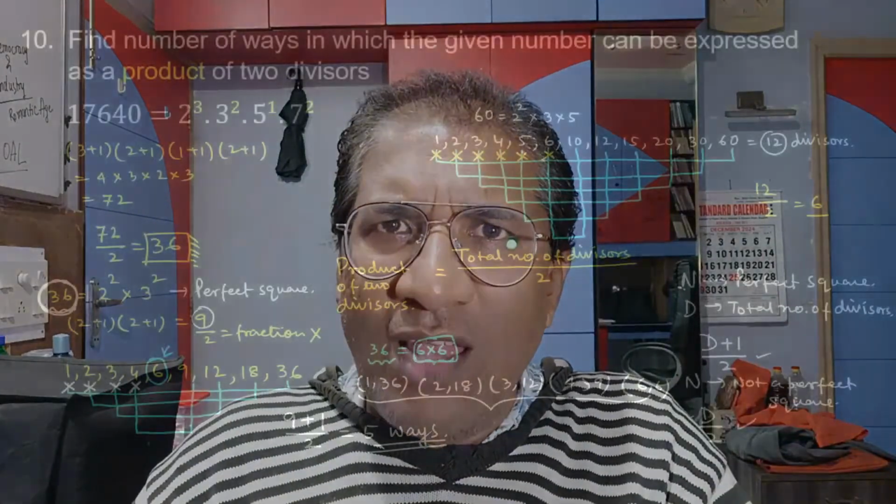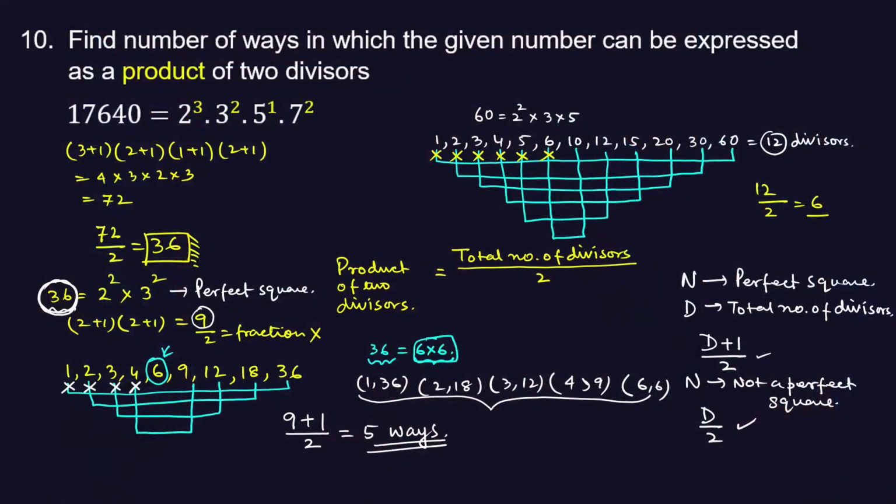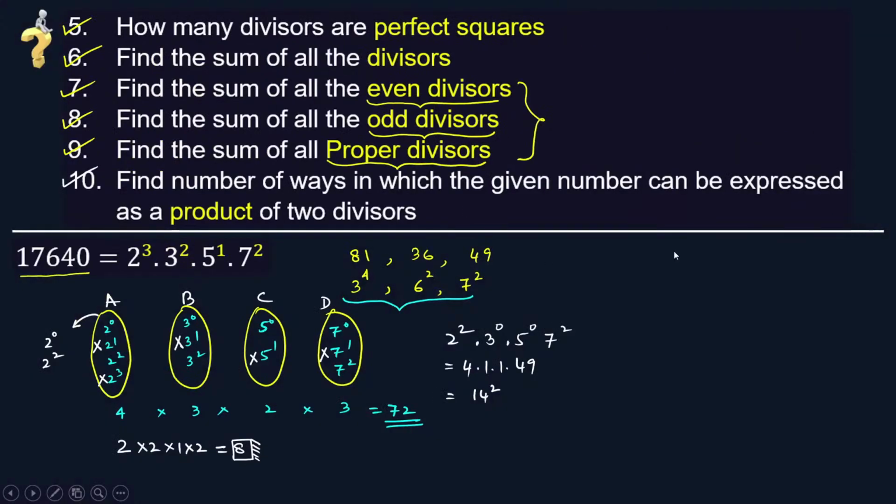You will never get the total number of divisors as odd. So odd occurs only when the number is a perfect square. And in that case, you simply find the number of divisors plus 1 divided by 2. That's it for perfect square. Is it clear to all? Okay, so we have done this sum, number 10. Now let's move to the next problem.